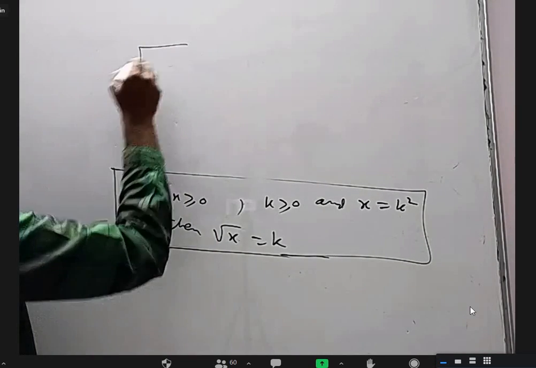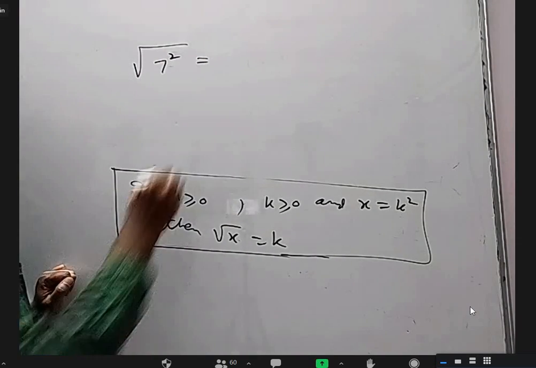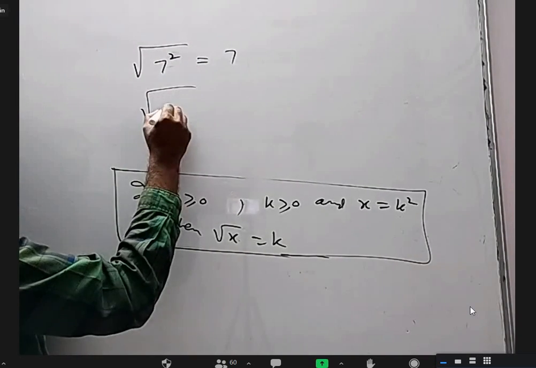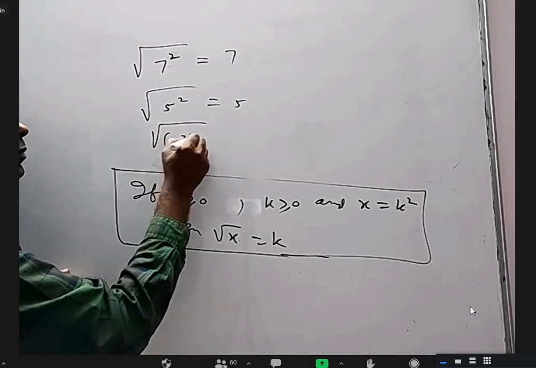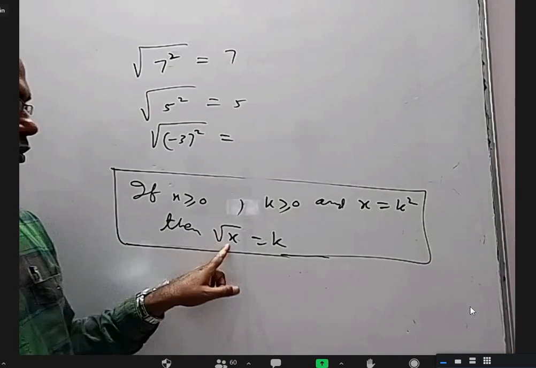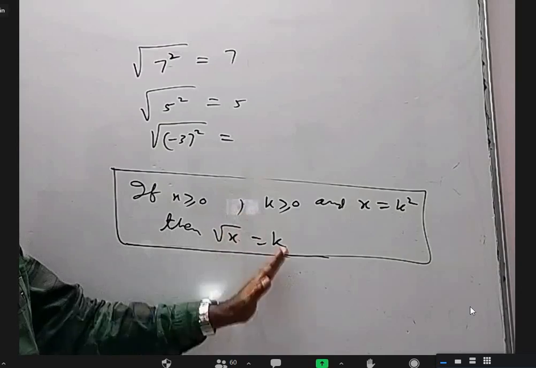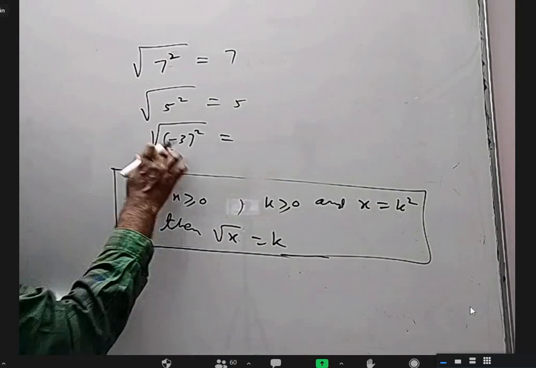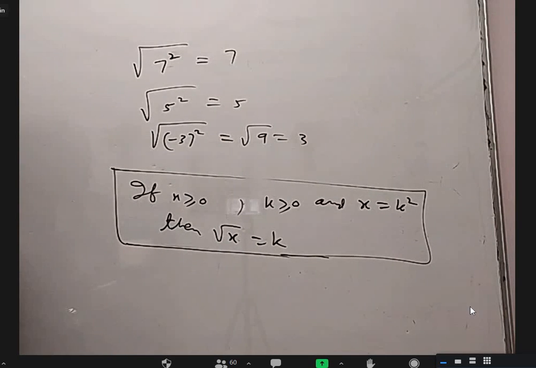Root 7 whole square, what is the answer? 7, sir. Root 5 whole square? 5, sir. Square root of minus 3 whole square? Minus 3? 3, sir. That's why I said root of something cannot be negative. It has to be positive or 0, right? So root of minus 3 whole square is root 9, and root 9 is 3. Is it okay? Yes, sir.